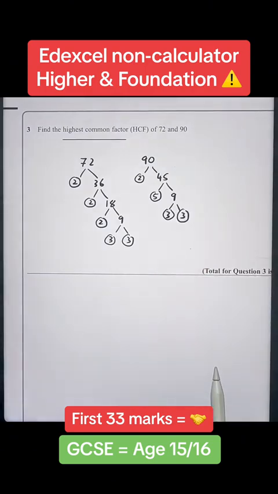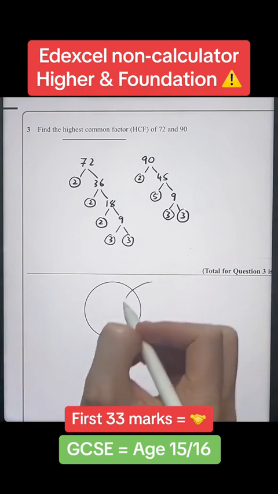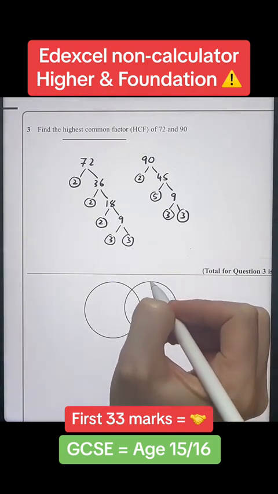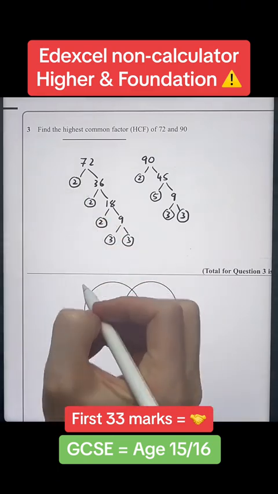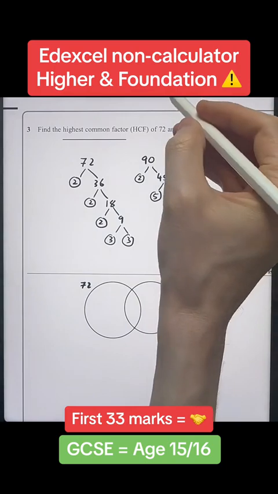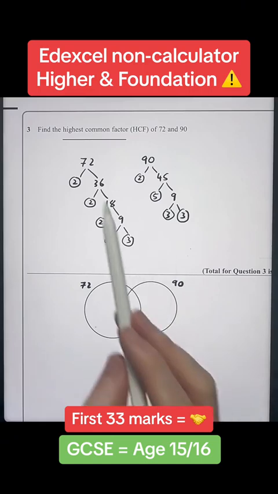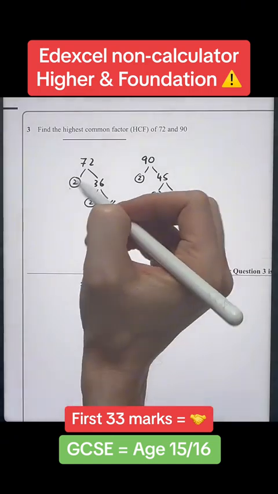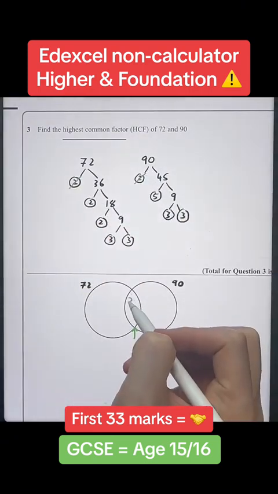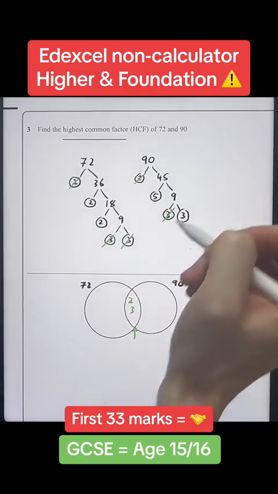As we want to find the highest common factor, my next step is to convert that into a Venn diagram. So I draw 2 overlapping circles. On the left-hand side, I'm going to label this as being 72. And on the right-hand side, I'm going to label this as being 90. We always start in the overlapping region, the part in the middle, and we put any common prime factors in 72 and 90. Here we've got 2 that's common, so it goes in the overlapping. We've got 3 that's common, so it goes in the overlapping. And we've also got another 3 that's common.